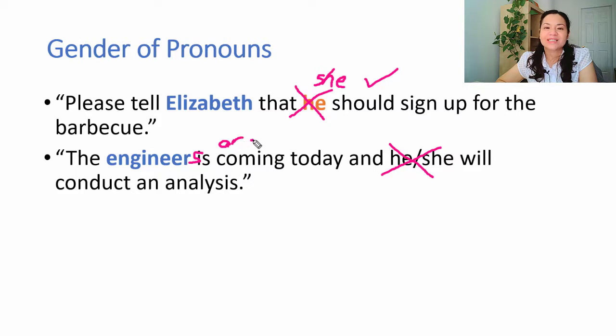However, nowadays, several official citation resources, such as the Chicago Manual of Style, also say that the following is possible. The engineer is coming today and they will conduct an analysis. They, them, their, theirs has now come to symbolize gender neutrality when you do not know the gender identity of the antecedent. In informal situations and in spoken language, this would be fine. However, this is still not always accepted for very formal writing standards. For more information on this and gender neutrality in writing, see the links below this video.